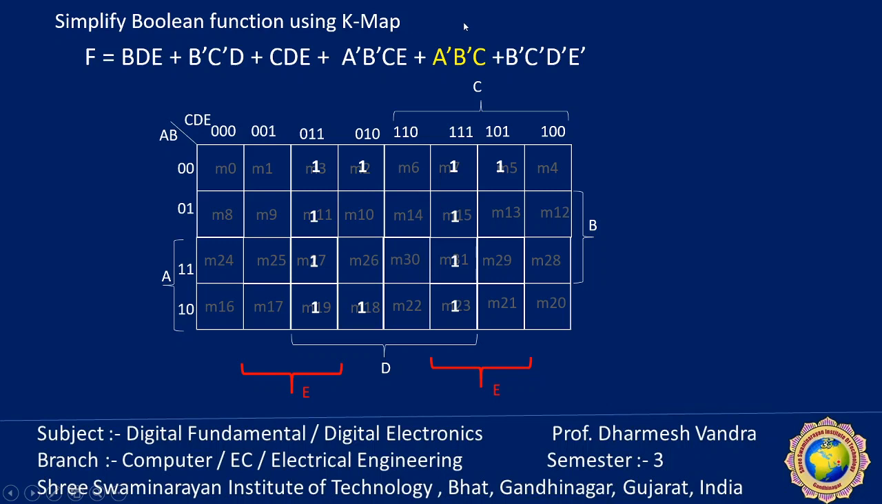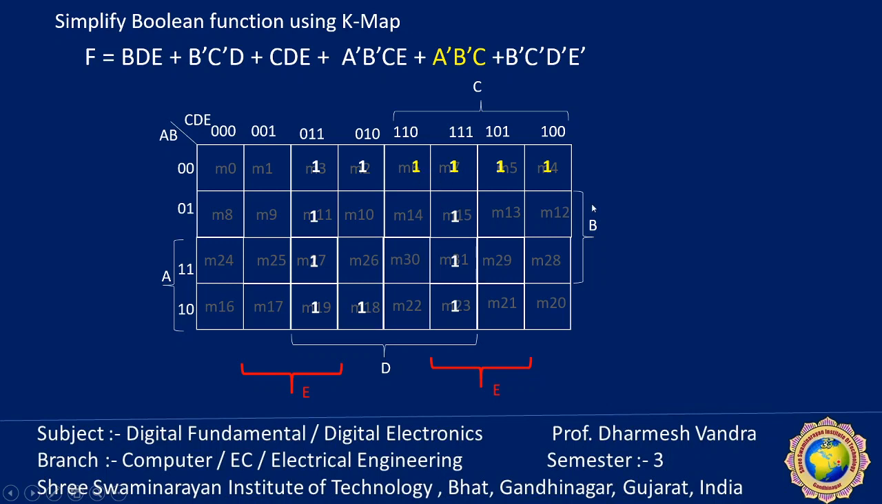Now the next function is A dash, B dash, C. A dash is represented by the first two rows and B dash is represented by only the first row. The common thing is that A dash, B dash are both 0 0, and C means all these four cells, 1, 2, 3, 4. These four cells are represented by the third function, A dash, B dash, C.